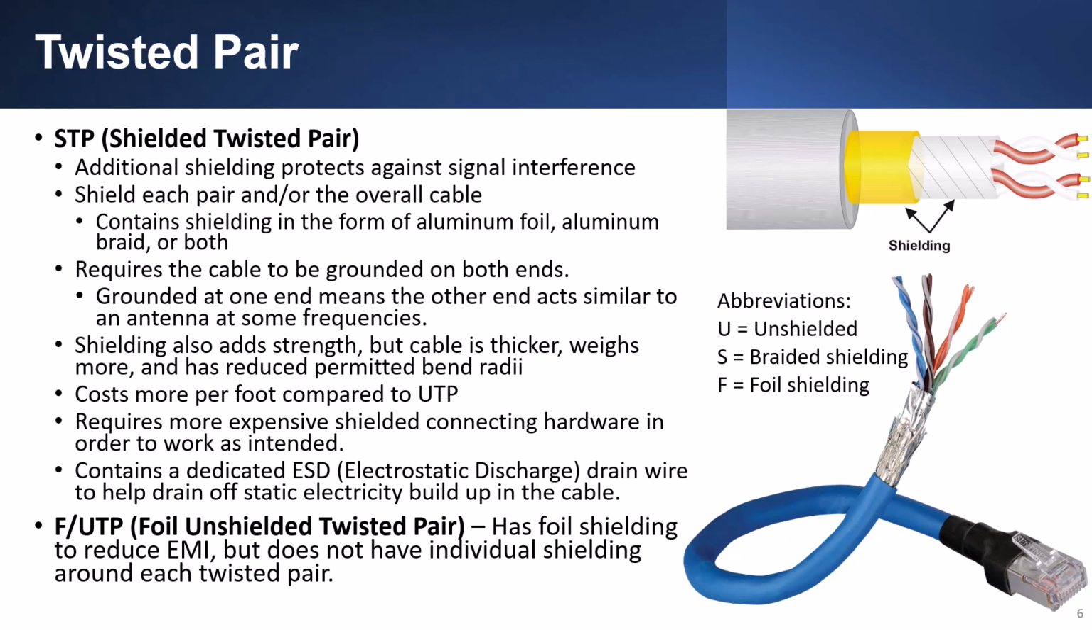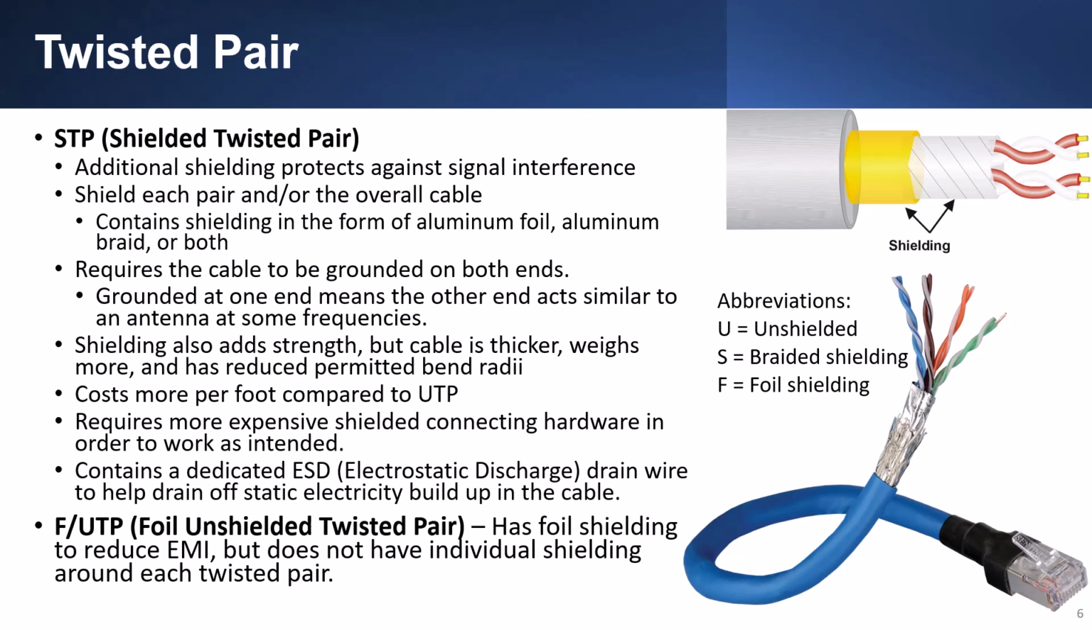Shielded twisted pair, or STP, has additional shielding which protects against signal interference. It shields each pair and/or the overall cable, in the form of aluminum foil, aluminum braid, or both. It requires the cable to be grounded on both ends. Grounded at one end means the other end acts similar to an antenna at some frequencies.